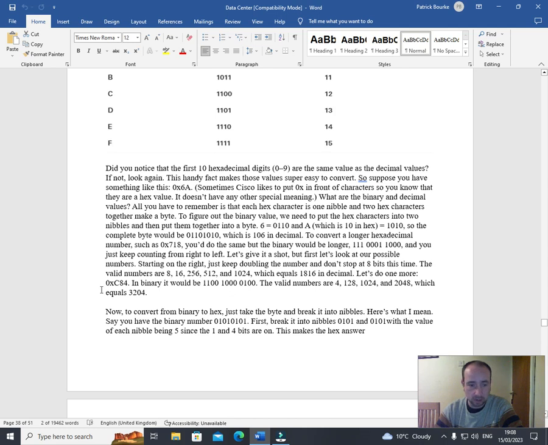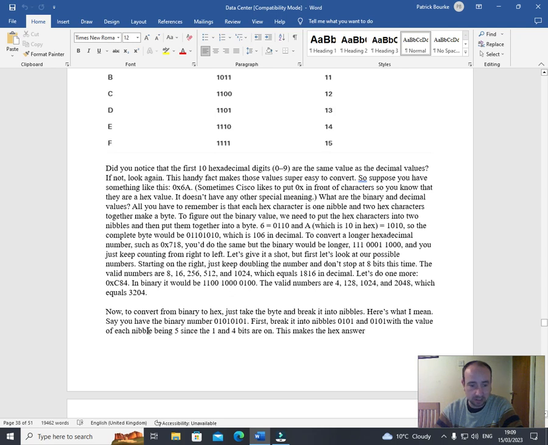Let's do this one more time. 0xc84 in binary would be 110010000100. The valid numbers are 4, 128, 1024, 2048, which equals 3204. Now to convert from binary to hex, just take the byte and break it into nibbles.